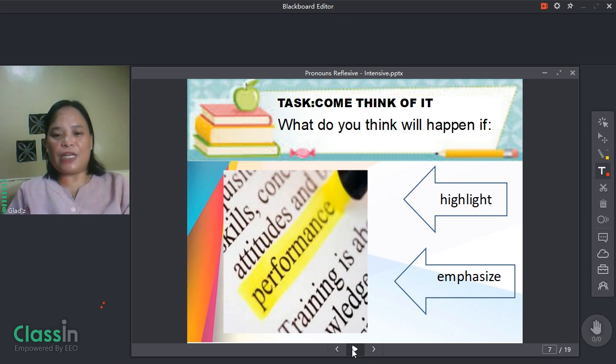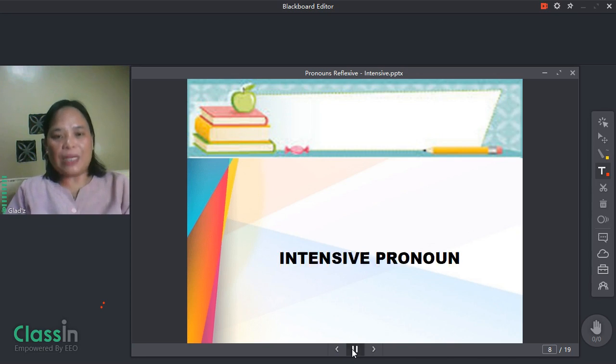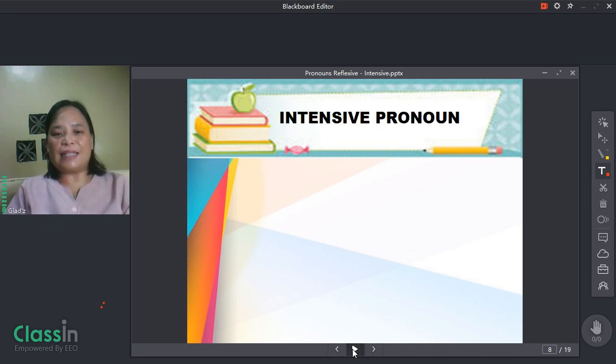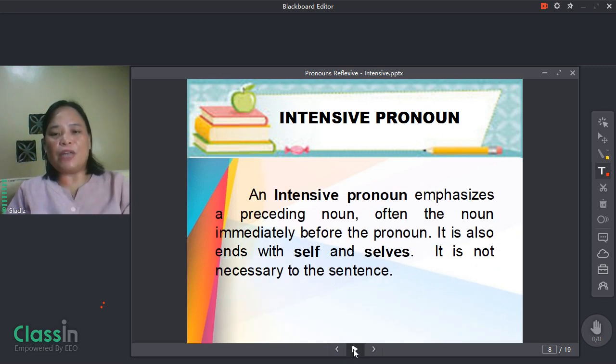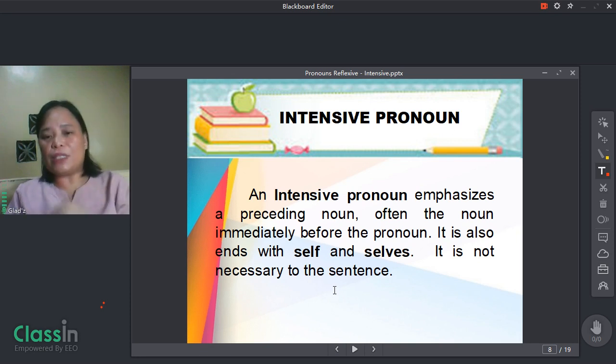Like for this example. So, this is what I am talking about. It is an intensive pronoun. So what is an intensive pronoun? An intensive pronoun emphasizes a preceding noun, often the noun immediately before the pronoun. It also ends with self and selves. It is not necessary to the sentence. So the same with the reflexive pronoun, it is also a compound pronoun, because it uses a personal pronoun and ends with self and selves.